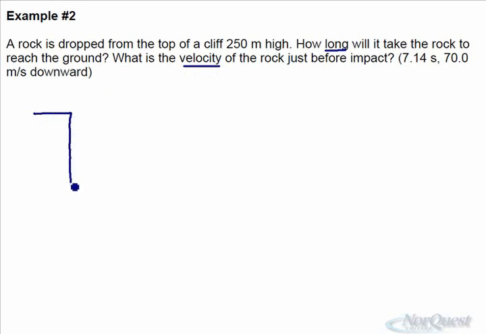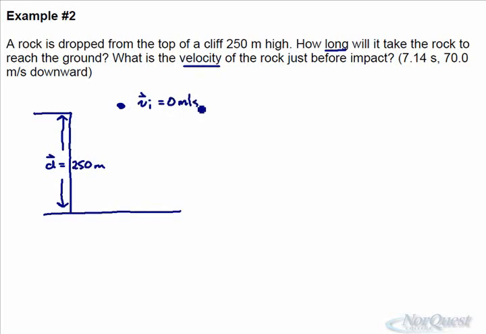Draw my cliff, 250 meters to the ground. So let's label that. So my displacement, 250 meters down. We have a rock that's being dropped off of that cliff. Doesn't say that it starts with any initial velocity, so when it's just being dropped, our initial velocity will be 0 meters per second. It's going to be traveling downwards.